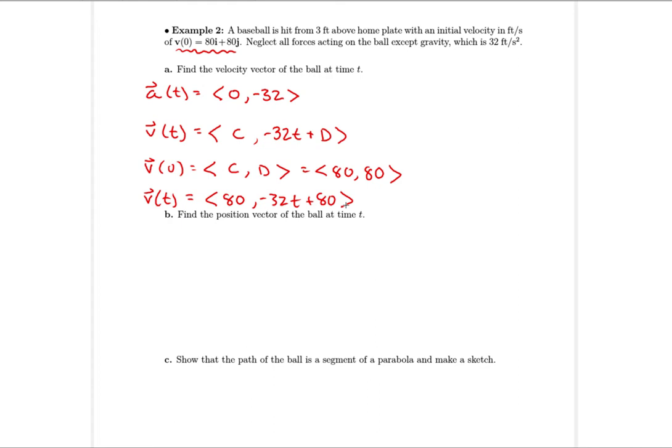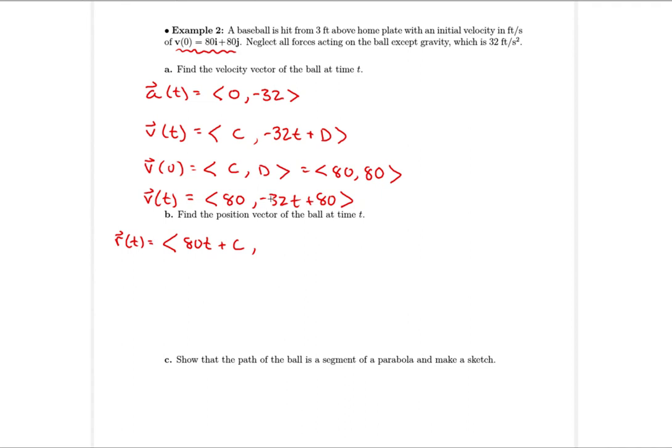All right. So then in part B, it wants us to find the position vector of the ball at time t. Okay, well, we know that position would have to be the antiderivative of velocity, right? So we have r of t would have to then be, well, let's take the antiderivative of 80, so that'd be 80t plus, and hopefully you don't mind me just using the same constant symbol again, we'll say plus c.